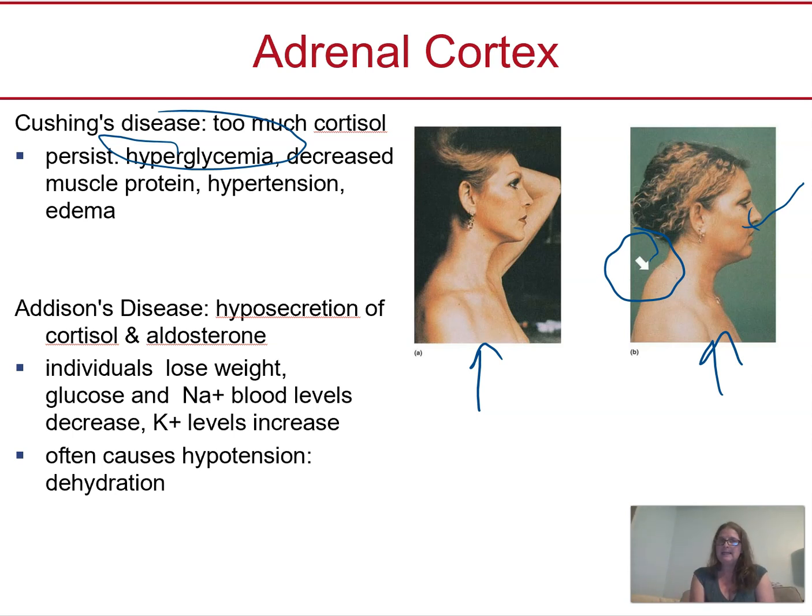Now, Addison's disease is hyposecretion of both cortisol and aldosterone, so both of them. Individuals here tend to lose weight. They have low glucose levels because they don't have cortisol, and they have low sodium levels because they don't have enough aldosterone. The potassium levels go up in their blood because remember, aldosterone kicks potassium out. So now they're holding on to potassium. They're losing a lot of sodium and water in their urine. So they're urinating a lot. They're dehydrated. They have to drink fluids a lot, and their blood pressure is usually too low because of that.